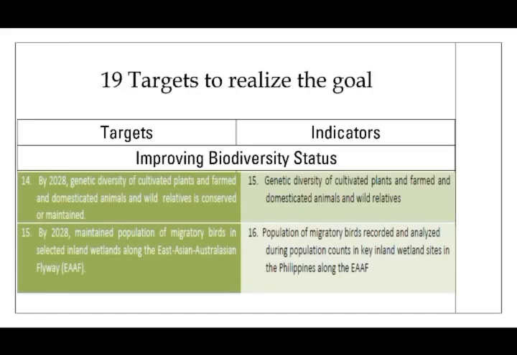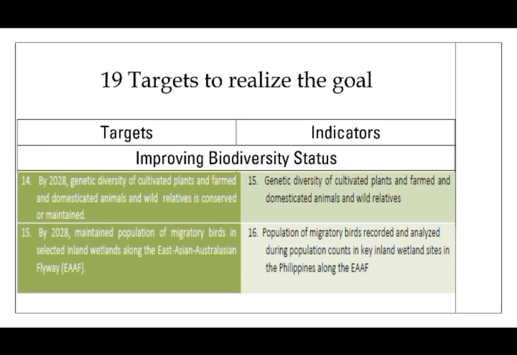By 2028, genetic diversity of cultivated plants and farmed and domesticated animals and wild relatives is conserved or maintained. Indicator: genetic diversity of cultivated plants and farmed and domesticated animals and wild relatives.